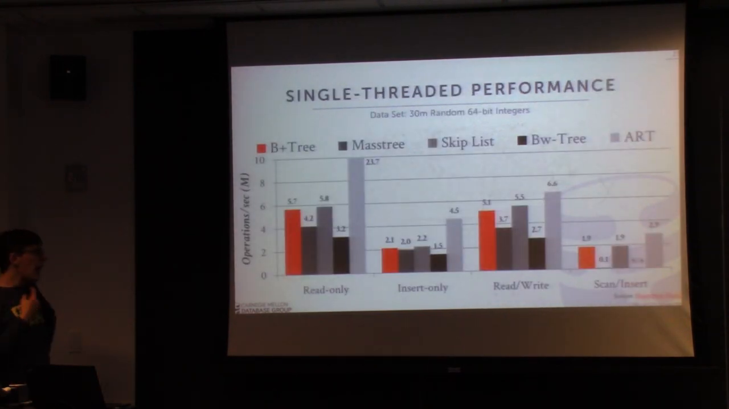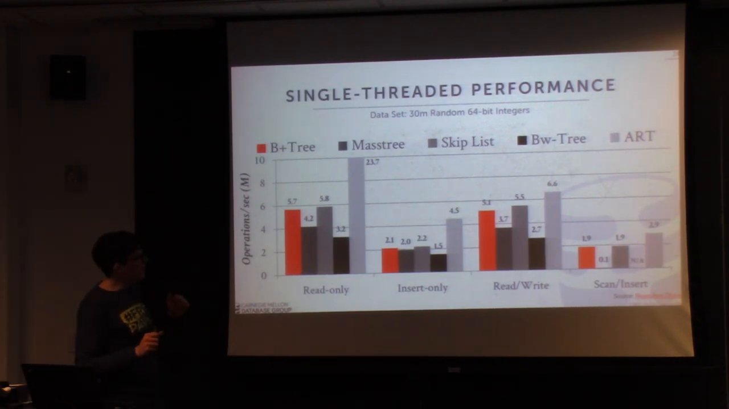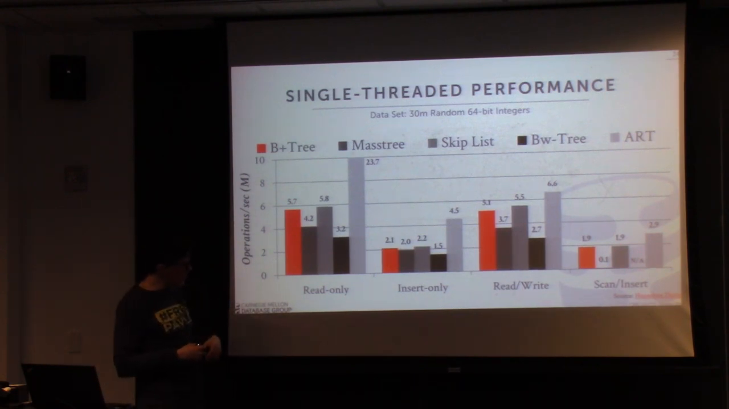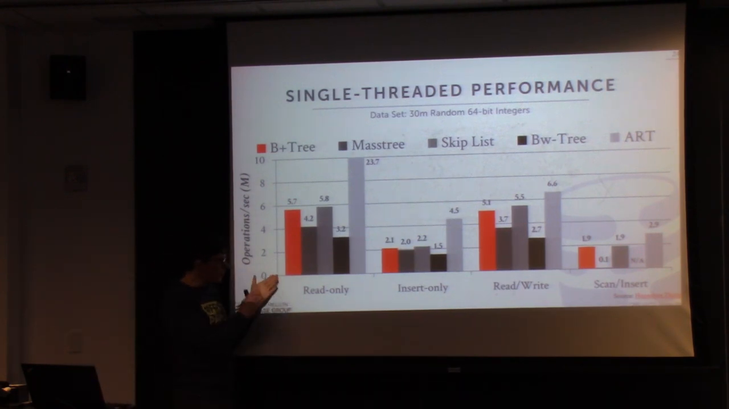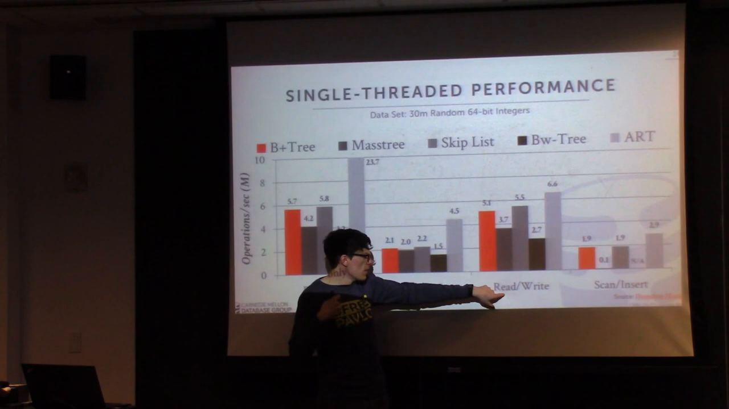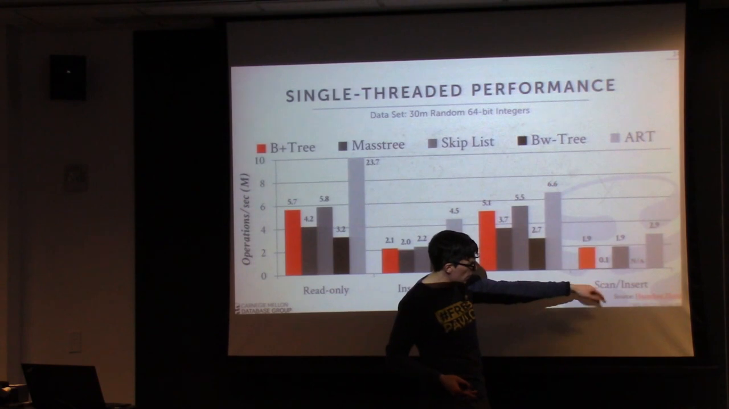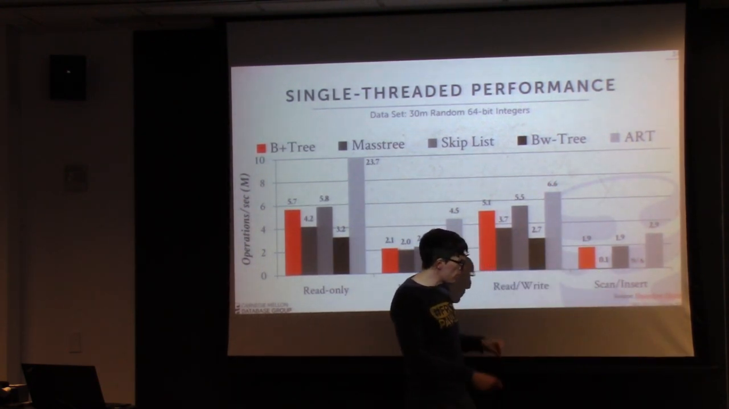All right, so the last set of benchmarks I want to show you, I was debating whether to actually show you guys this or not because it's sort of incomplete and I don't want to give you the false impression, but it'll highlight some key aspects of ART about why I'm spending the time to show you this. This is a single-threaded benchmark, not doing any multi-threading at all, on 30 million random 64-bit keys. We'll have three types of workload: read-only, insert-only, and then a read-write mix, I think like 50% reads, 50% writes, and then a sequential scan along leaf nodes with inserts, so I think like 10% scans, 90% inserts.